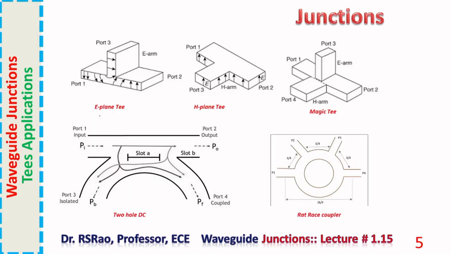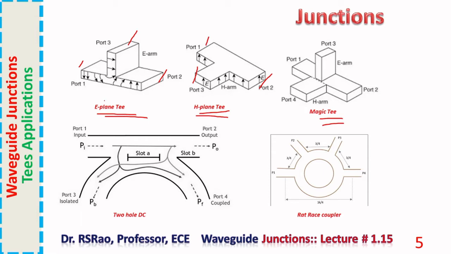Here are shown diagrams of junctions: E plane T, H plane T, magic T. E plane T and H plane T are three port devices, ports 1, 2, 3. E plane T is called E plane T because the side arm is in the E plane. H plane T is called H plane T because the side arm is in the H plane.